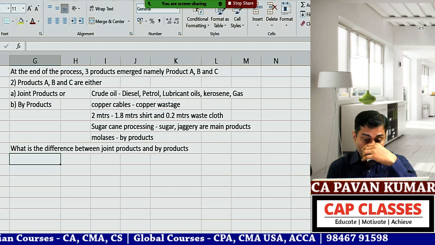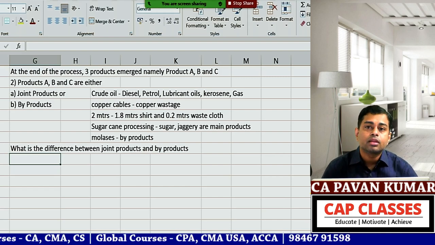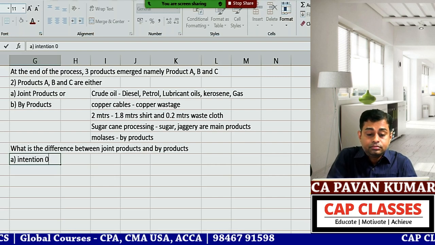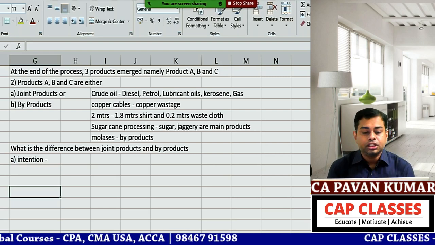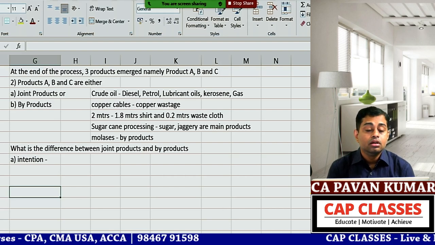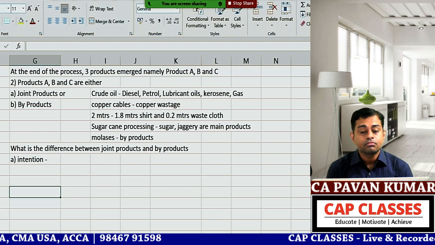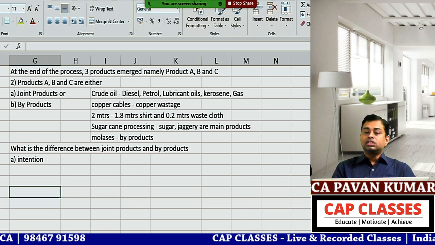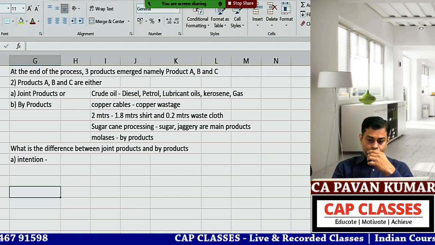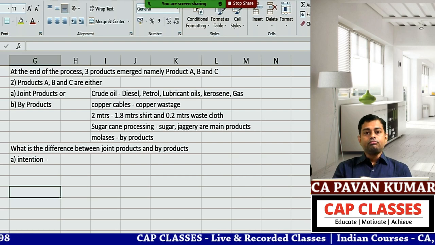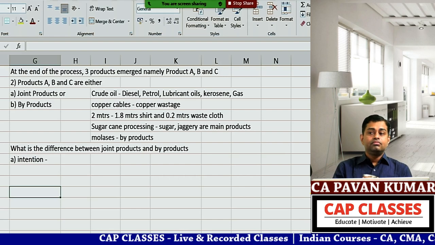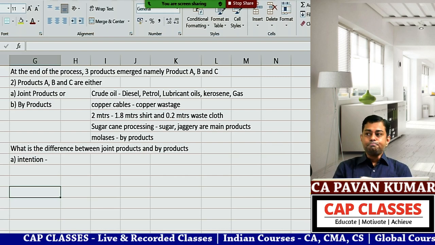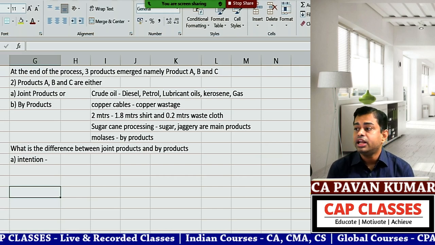The differences between these two sets are as follows. Next line, A. Intention. After that, write down: the joint products are intentionally produced.